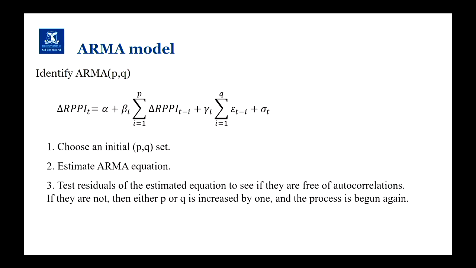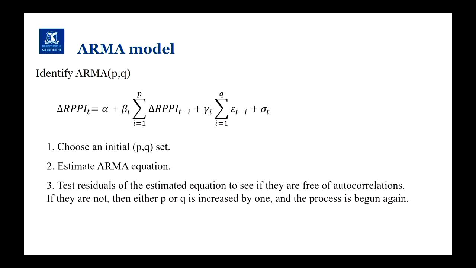So what we do, we have 3 steps. First, we choose an initial P and Q set. So it's like we just preset. Assume maybe we should use ARMA 1, 0 for the pre-estimation. So we run the ARMA 1, 0 first, and then we can see whether the residue is free of autocorrelation based on the ACF and PACF, partial ACF correlogram. If there is no autocorrelation, then we will say, okay, this is a good, or this is an optimal number for P and Q.